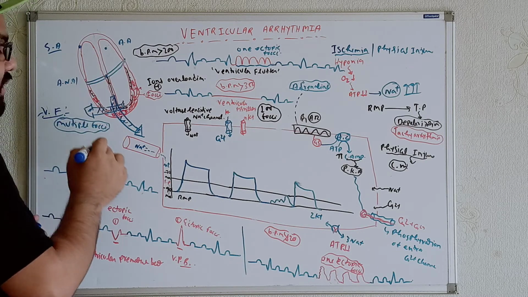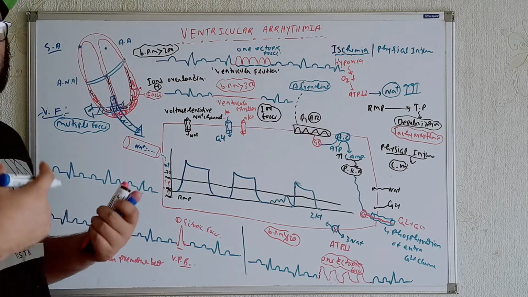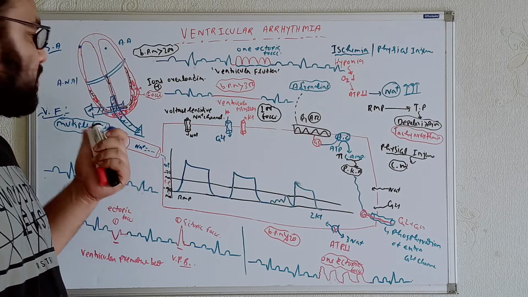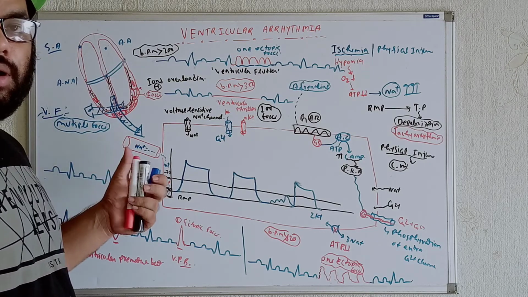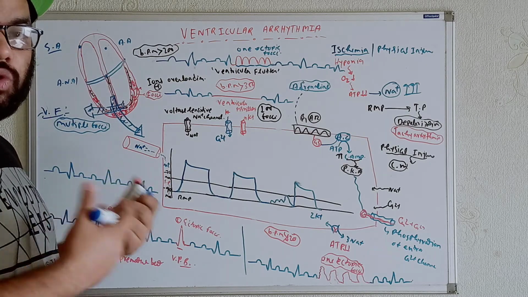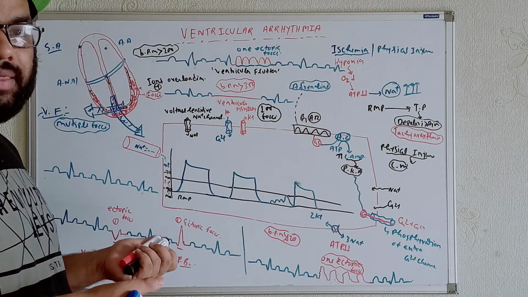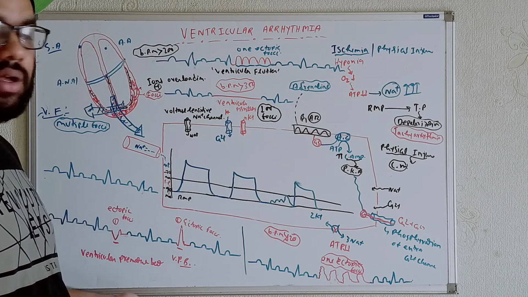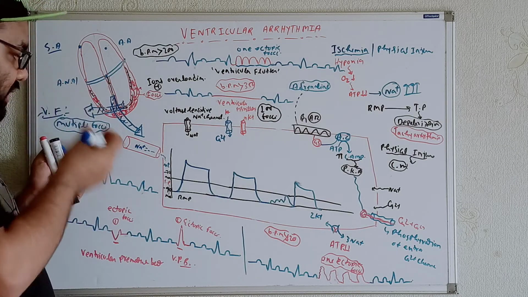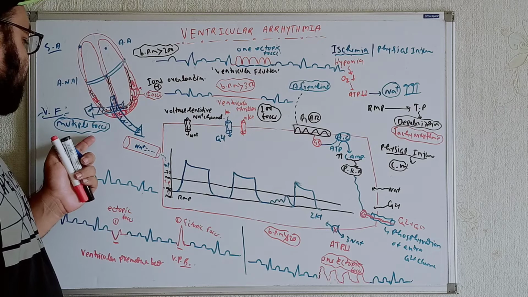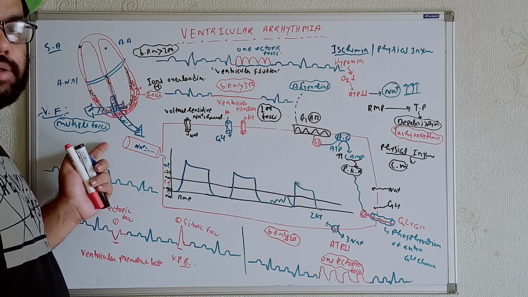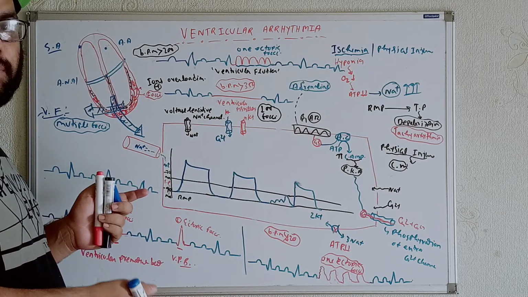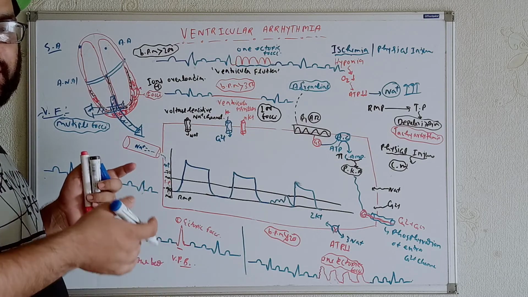Now in these cases, the depolarizations will be so fast. In ventricular fibrillation, the depolarizations within the ventricle will be so fast that the mechanical activity of the heart cannot follow the electrical activity of the heart.